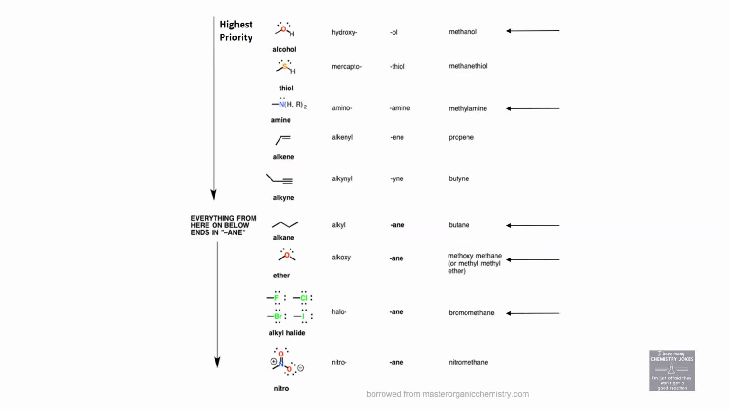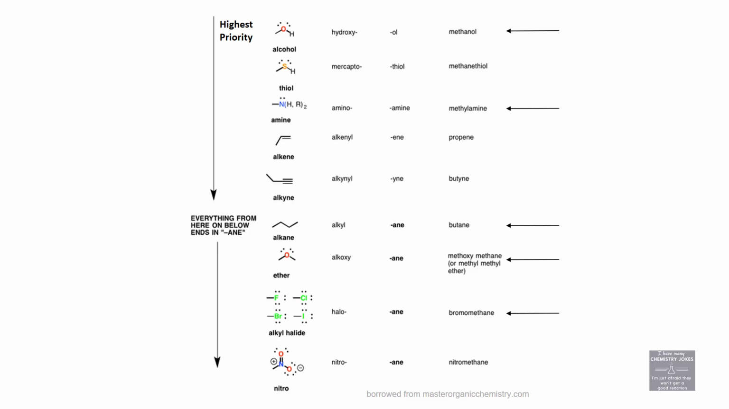So let's start with nomenclature priorities. Today, we're going to name all the functional groups that have arrows beside them. Well, in fact, we've already named alkanes, actually. But the reason I picked this picture is because they're listed in order from highest priority to lowest priority. And alkanes, ethers, alkyl halides, and nitros are of equal priority.